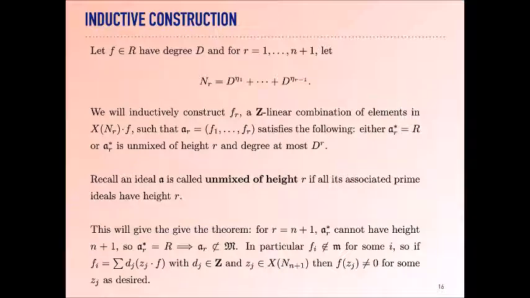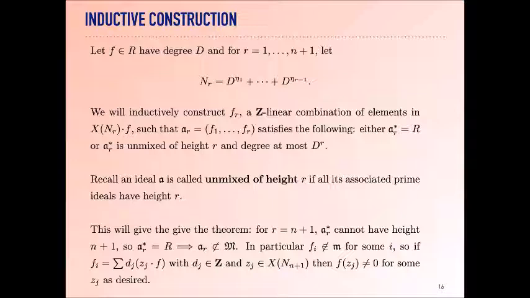Why will this give the theorem? Because if you look at the maximal case, this will hold for all of these R's. So if you look at R equals n plus 1, A_R star cannot have height n plus 1. There are no ideals of height n plus 1 in the polynomial ring with n variables. So the other case has to hold, which means that A_{n+1} star is the whole ring. And remember what I said: if your contraction is the whole ring, the original ideal can't have been contained in this capital Gothic M.